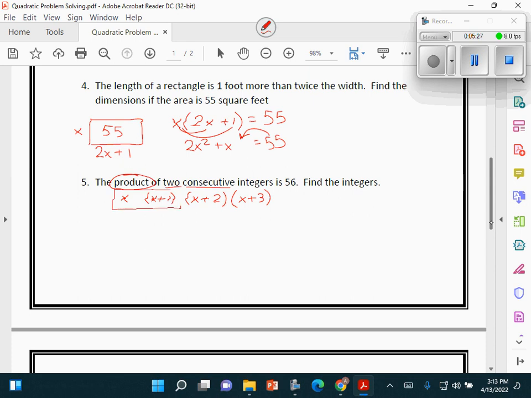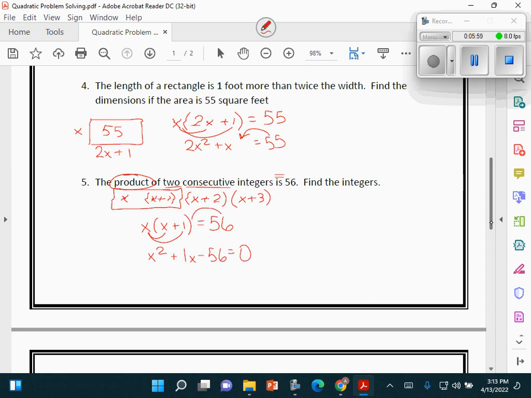So here's the first two consecutive integers, and we want to multiply them. That would be x times x plus 1 is, there's your equal sign, 56. Now you can do the distributive property, and you will have a quadratic equation. Let's do one together. X times x is x squared. X times 1 would be 1x. And then we have 56. I'm going to move the 56 to the other side and say negative 56.